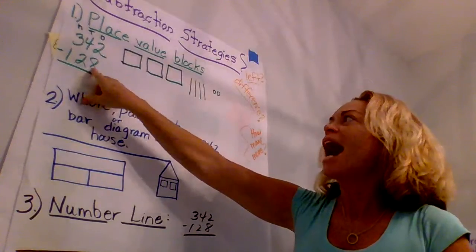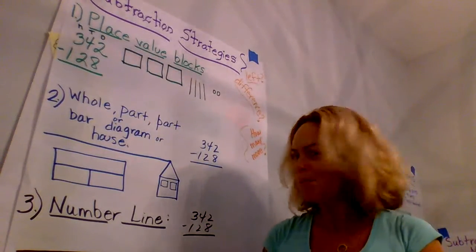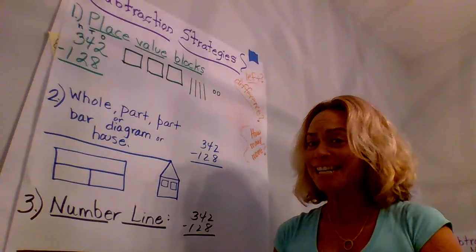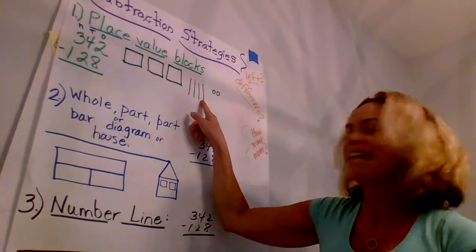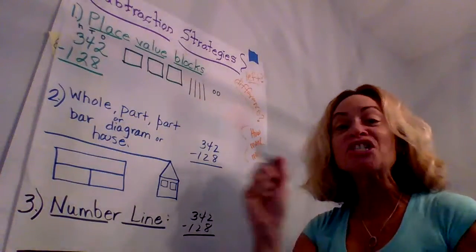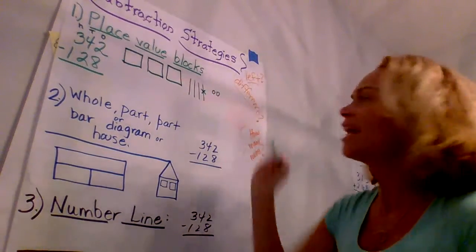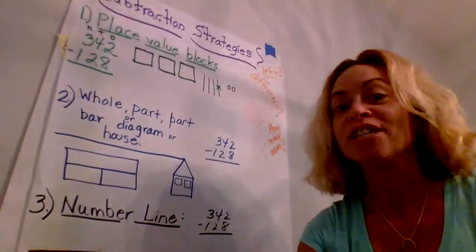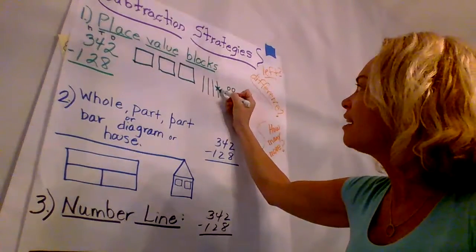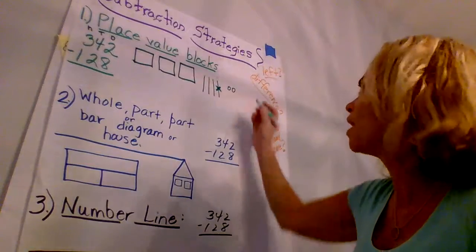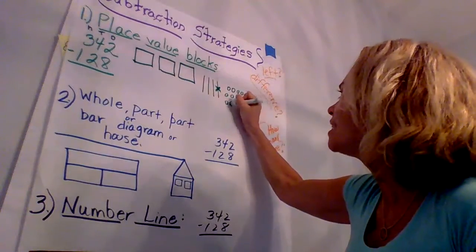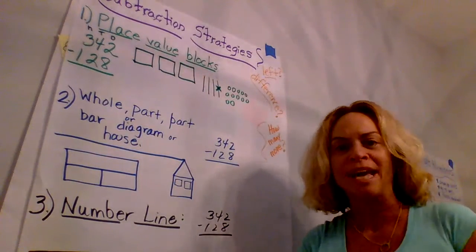If I have 2, I cannot take away 8. Do you remember what to do? I hope you said take 10 more. Let's exchange a 10 rod for 10 ones. Okay, watch how we do that. I'm going to take this 10 away, and I'm going to exchange it for 10 ones. Cross out your 10, and now I'm going to exchange it for 10 ones. 1, 2, 3, 4, 5, 6, 7, 8, 9, 10. Okay, now we can subtract, we have enough.